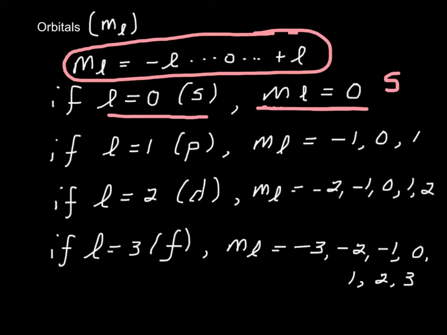So the S sublevel has an S orbital. Now an orbital is just a shape. And in a minute we're going to look at those shapes, which I think you've seen. An S is just a sphere.